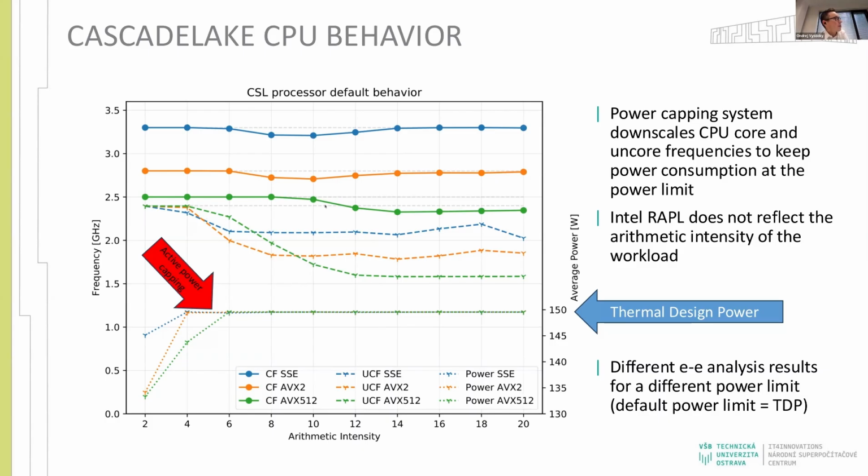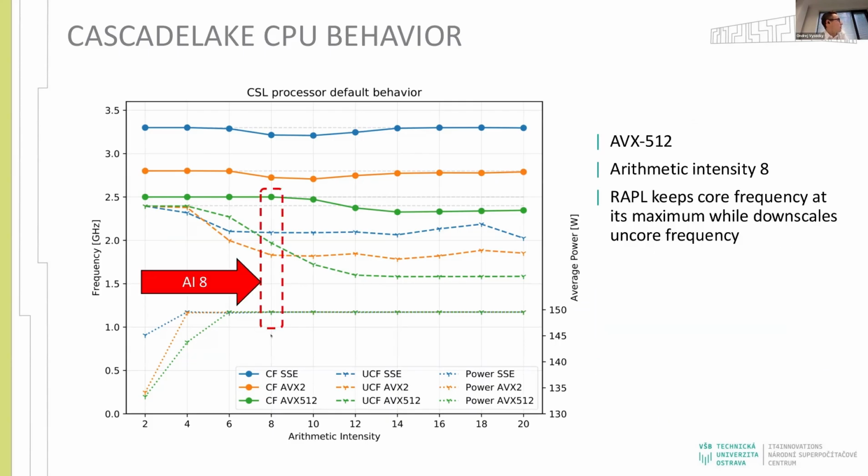So these frequencies are used really to keep the power at the specified limit, while the configuration of the core and non-core frequency do not have to match what's the optimal. Yeah, that's arithmetic intensity 8. We will focus on this one. So this is the run at the power limit. The core frequency is at the maximum, while the uncore frequency is reduced to some 2 gigahertz.